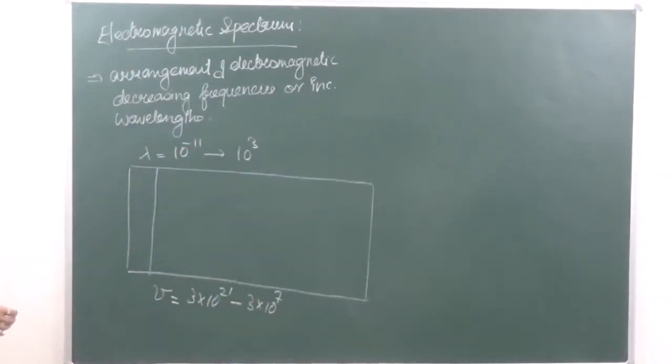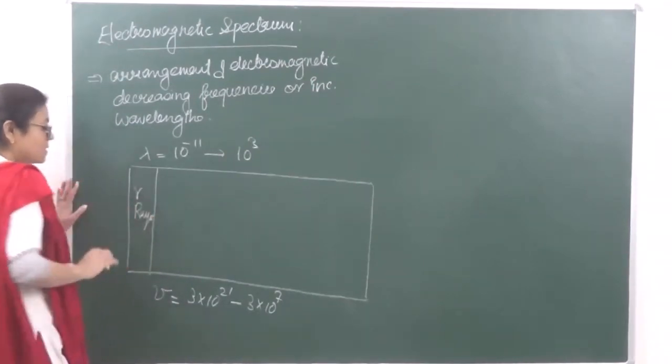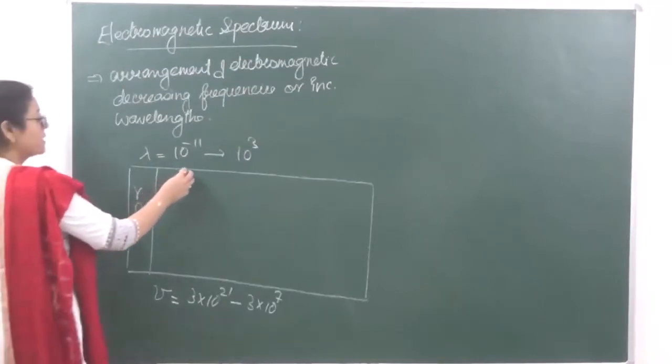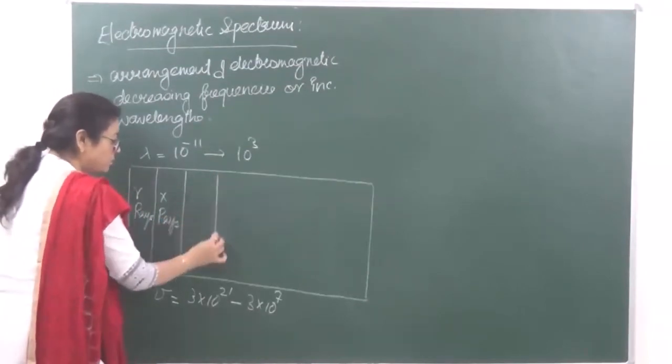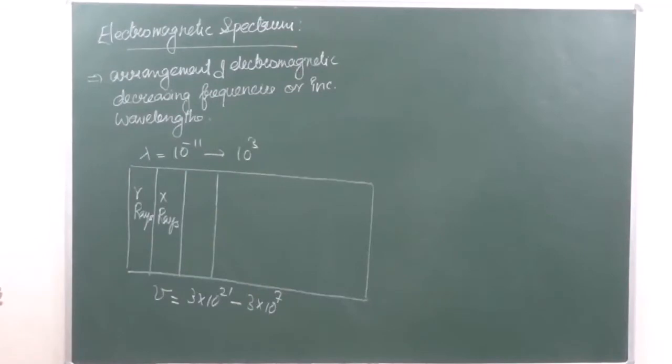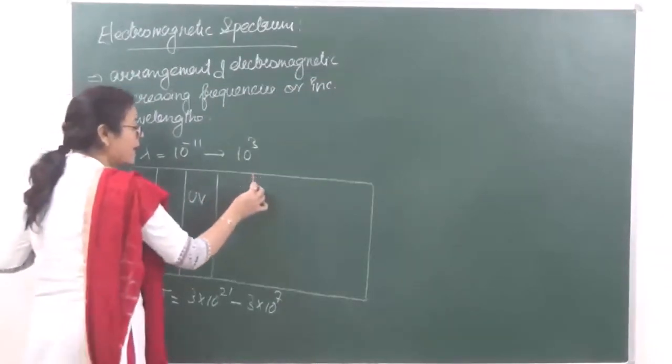Now when we are talking of the electromagnetic radiation with lowest wavelength, in some of the books cosmic rays is given, but according to the new concept, the one which has the lowest wavelength is gamma rays. Okay, so the one with the lowest wavelength is the gamma rays. Then after that are the X-rays, and after X-rays we have the UV region, that is the ultraviolet region, and then we have the visible region.